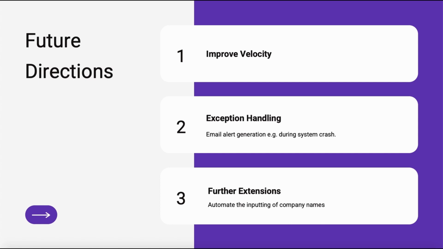Lastly, we aim to extend our automation process. For example, the current input that we use is an Excel file that contains all the company names. So we can cover the actual inputting of clients if this process can be fully automated. It will help to improve the efficiency and maximize the value of this project.